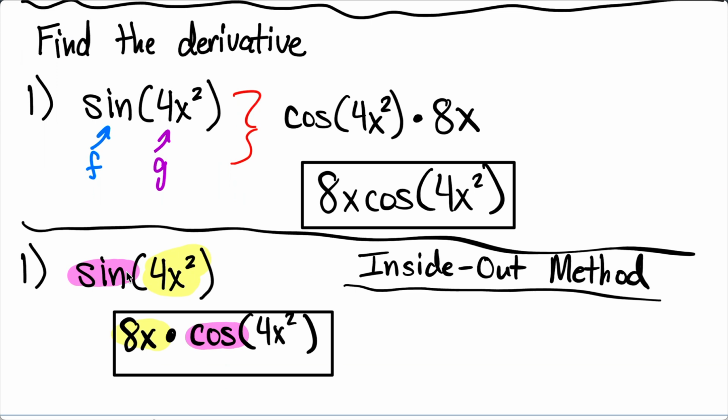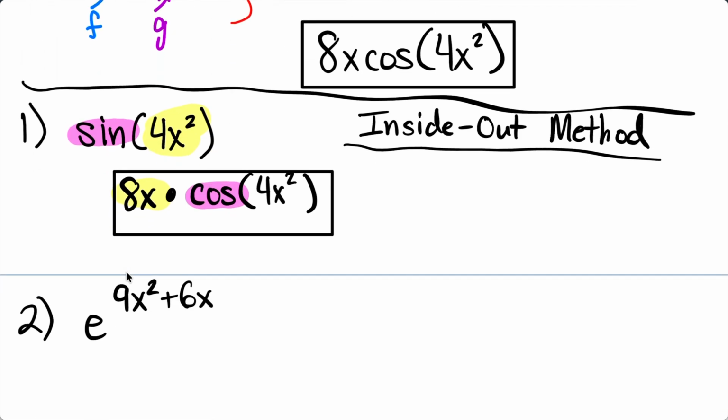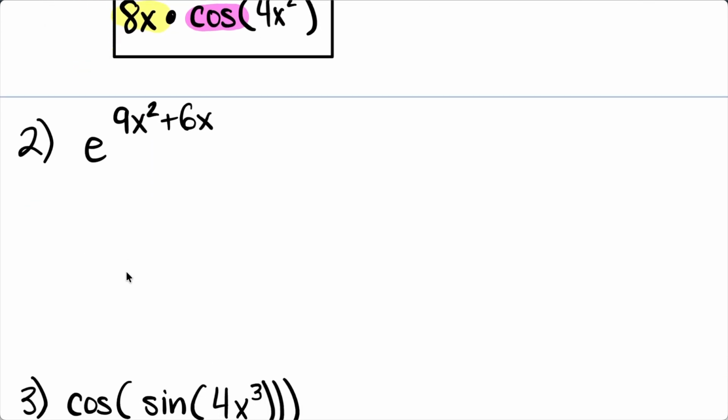That's why I really like this inside out method. Now here's another example. For problem 2, we have e to the 9x squared plus 6x. Again, I recognize that this is a composite function. I have the function e, and then I have this function here where it's normally just x, but now it's 9x squared plus 6x. So in this case, we're going to take the derivative of the inner piece, the derivative of 9x squared plus 6x.